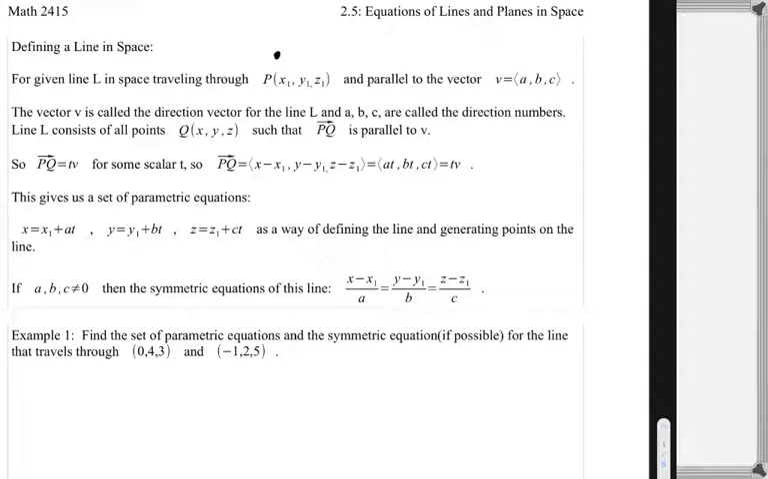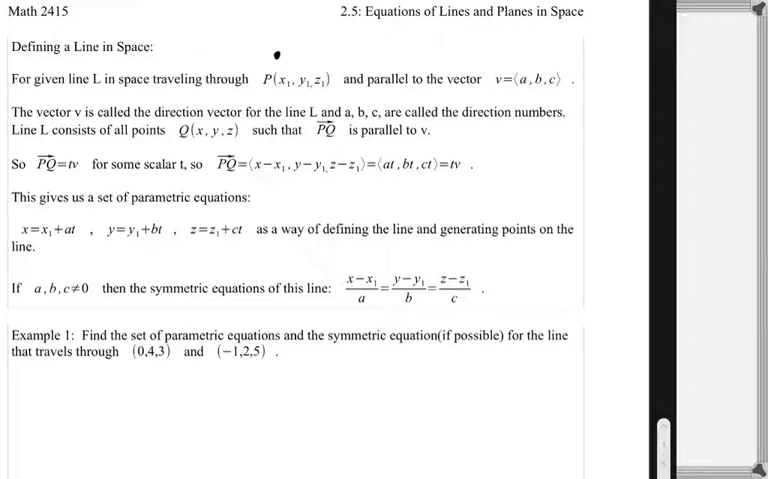Alright, in this video we're going to be looking at section 2.5. We're going to be looking at equations of lines and planes in space. So this is going to be the first of two videos. So we're going to look at defining a line in space.